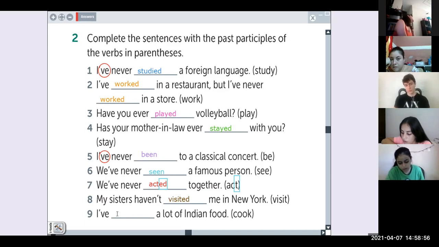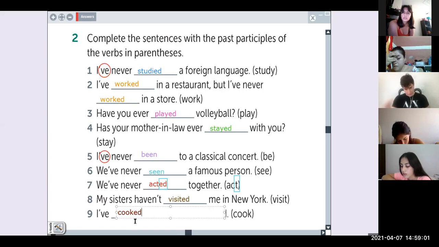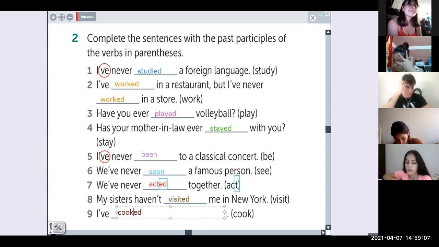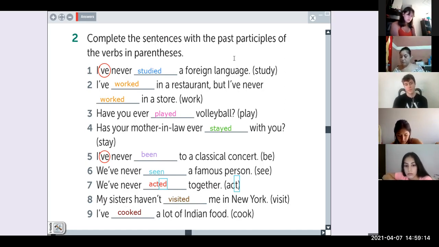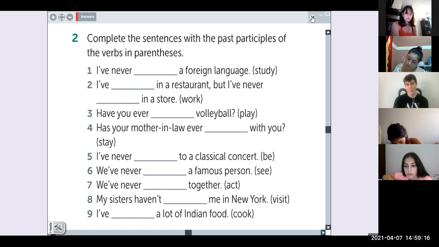I've cooked a lot of Indian food. Cooked, right? The same as worked. Como termina en K, directamente la T. Cooked. Very good. Okay. Any questions about this? ¿Alguna pregunta? Let's go to the next exercise.